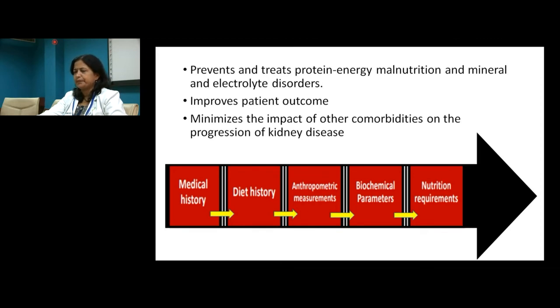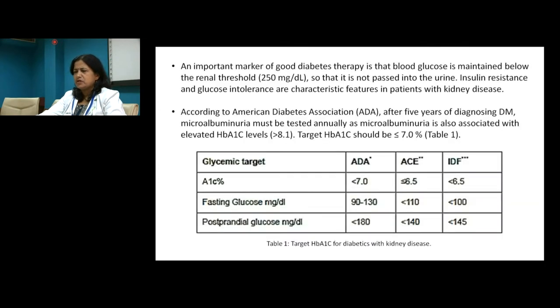So, medical history, then diet history, anthropometric measurement, biochemical parameters and nutrition requirements, it all comes in medical nutrition therapy. An important marker of good diabetes therapy is that blood glucose is maintained below the renal threshold, that means 250 milligram per dl, so that it is not passed into the urine.